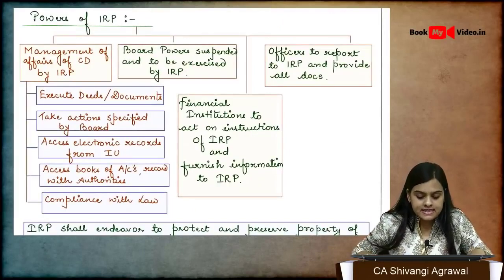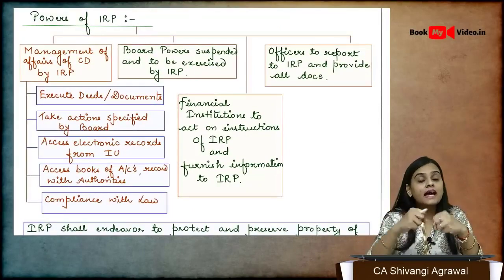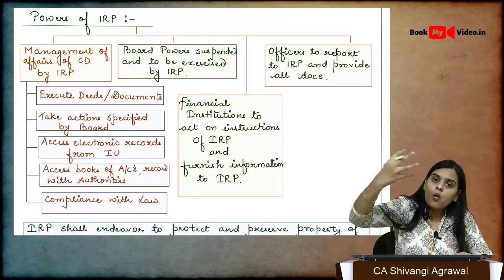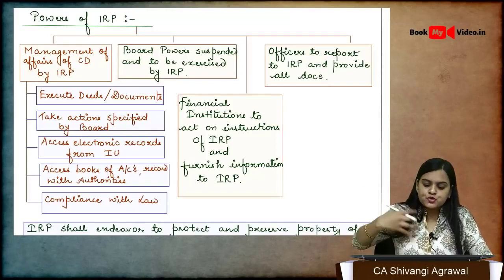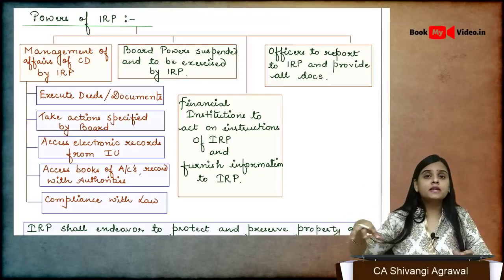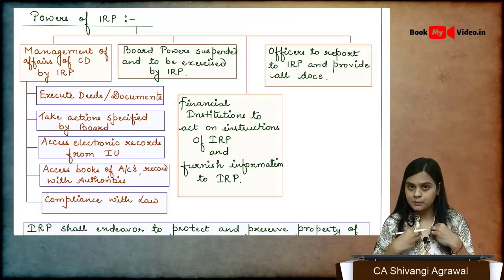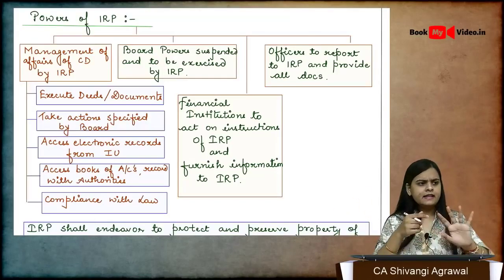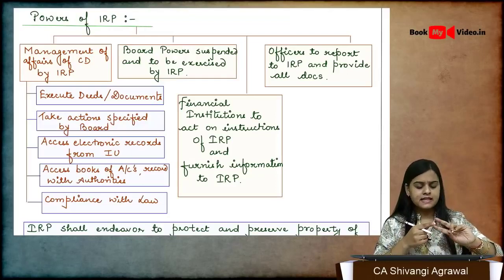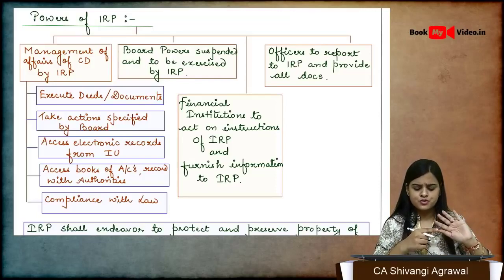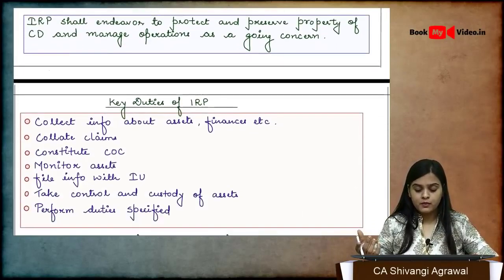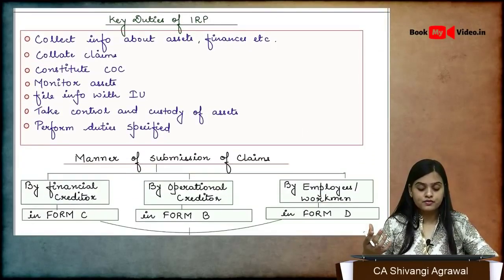Now, IRP is appointed, he has certain powers and he also has certain duties. What type of powers? He is going to take all the powers of the board. He is going to supersede the board. All the officers, all the employees will now report to IRP. So he is going to take over the whole management of the corporate debtor. He can execute deeds and documents, he can sign, he can take actions, he will have access to all the books of accounts, to all the records, of course he has to comply with law, right, and protect all the property of the company.